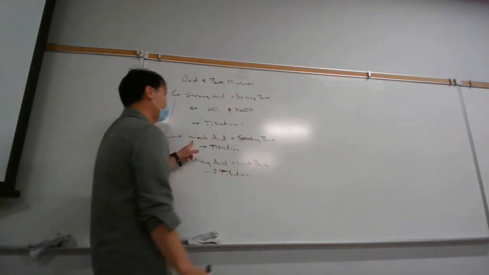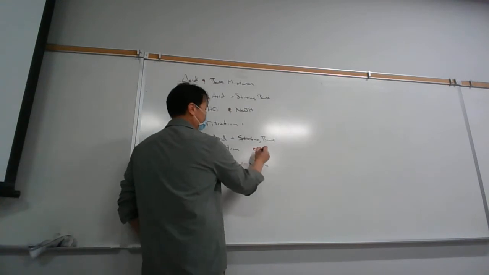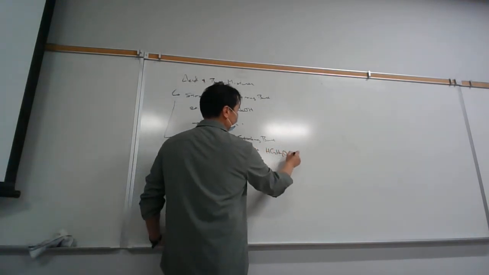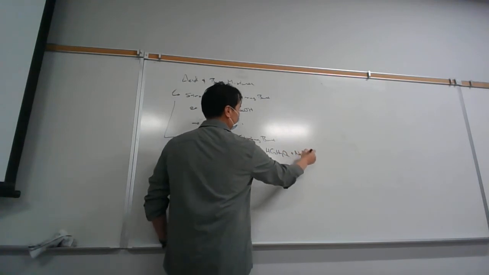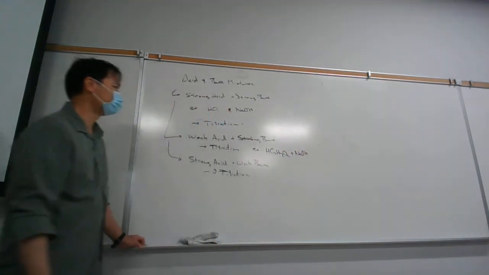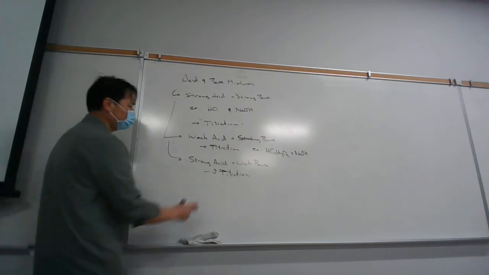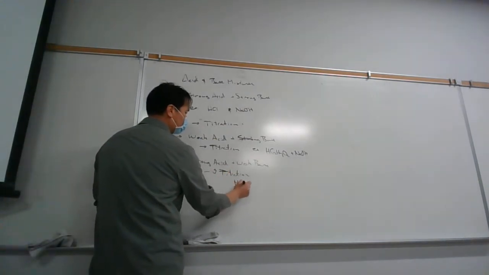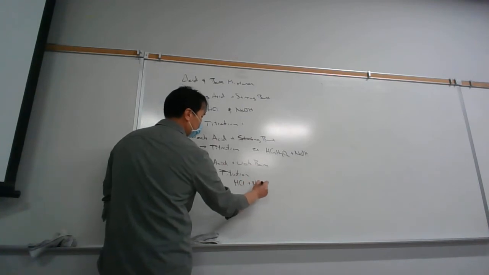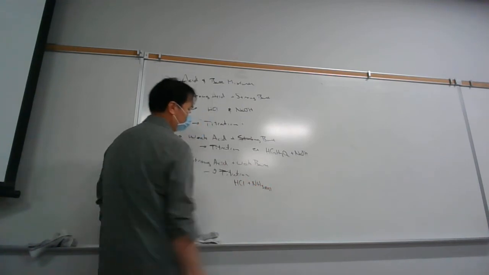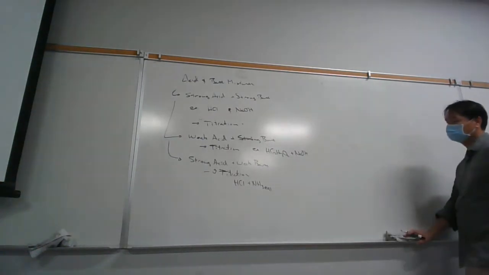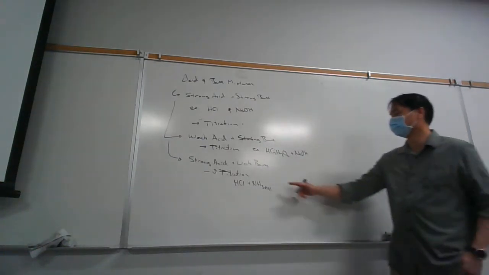And so for a weak acid and strong base, the typical example here would be something like acetic acid, which is a weak acid, plus a strong base, sodium hydroxide. And what we're going to form is sodium acetate in water. A strong acid and this weak base would be like HCl and aqueous ammonia. The products of this would be ammonium and chloride.